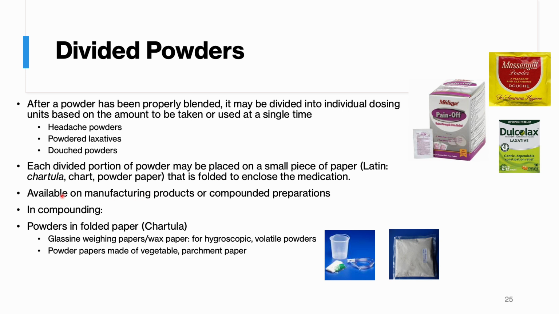The kinds of divided powders can be available as manufactured products or compounded preparations. In compounding, the powder is usually manually folded with the paper. If the powders are hygroscopic or volatile, glassine weighing paper or wax paper should be used to avoid any loss of water. For other normal powders, parchment paper or powder papers made of vegetable can be used.